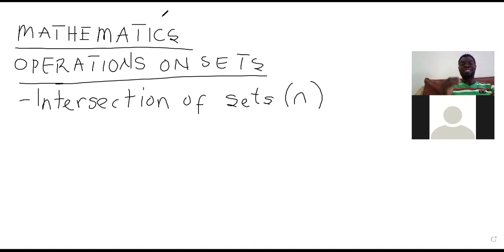Are we there? So whenever they ask to find the intersection between two or more sets, or the intersection of two or more sets, we are looking at the members that are common to the sets given. Members that are common to the sets given will be their intersection. So for example, if I have set P to be equal to 2, 4, 6, 8.